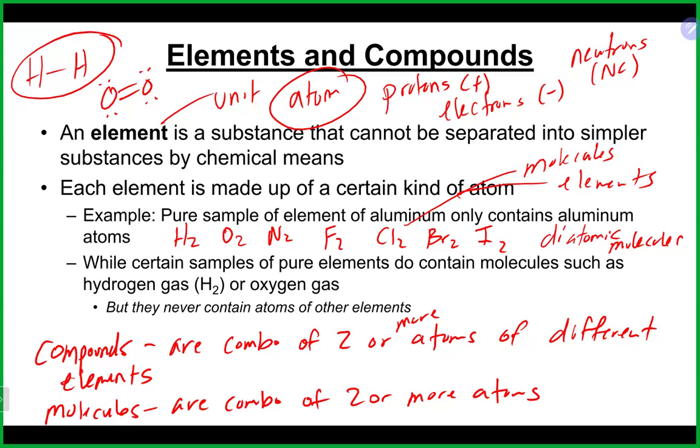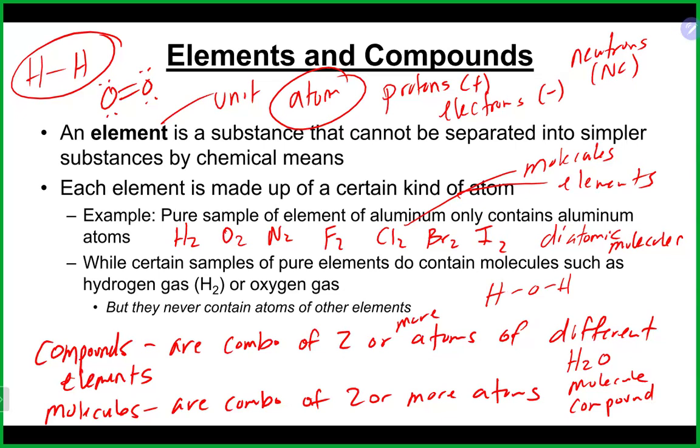Now, if you had something, say, like water, water is a molecule because basically it has two or more atoms together, right? If you drew water, it looks something like this. Water is also a compound because it has two or more atoms of different elements together, hydrogen and oxygen. Is water an element? Water is not an element.